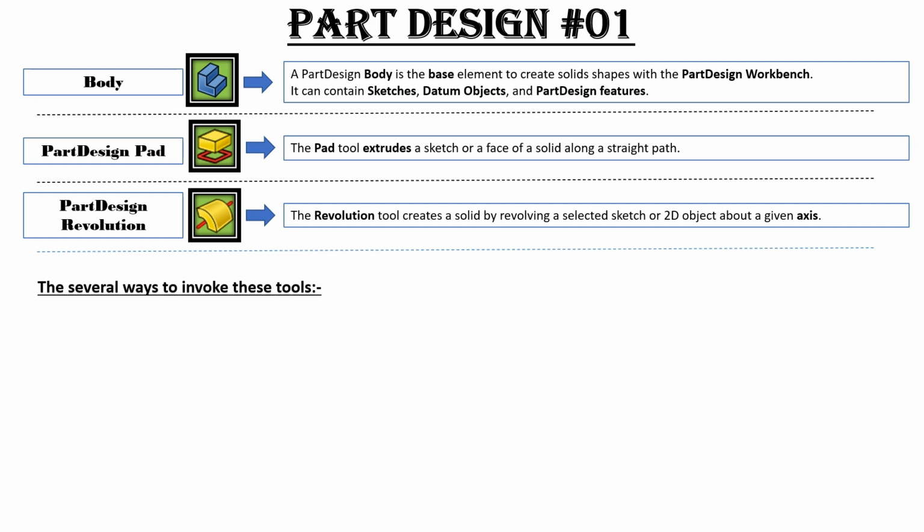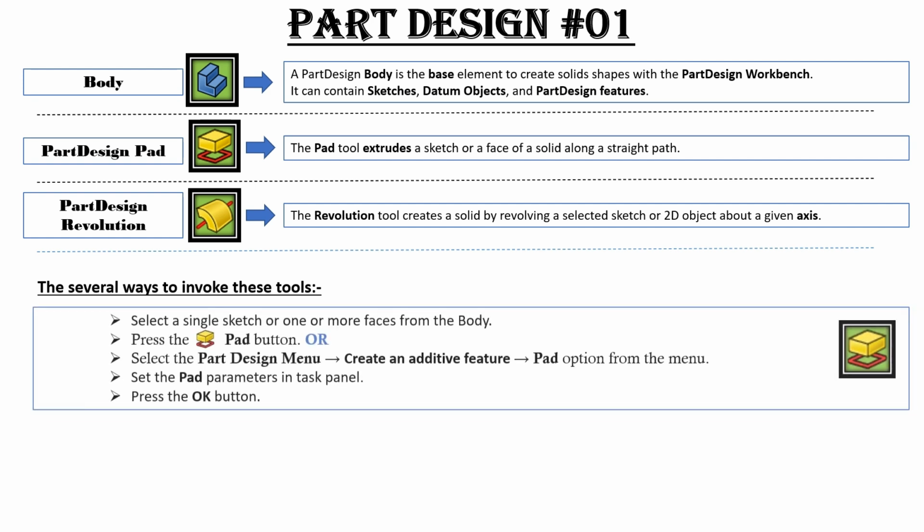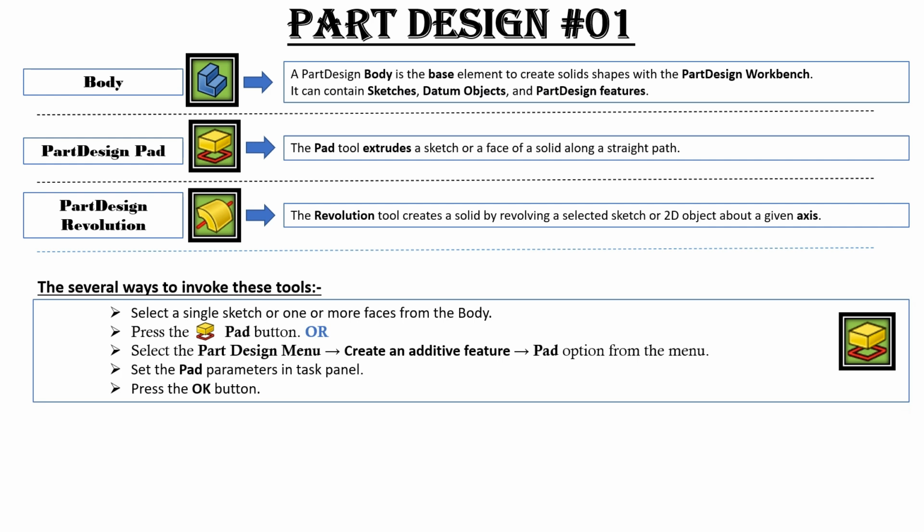Here, you find the steps, how to create the solid parts, and the several ways to invoke these tools. 1. First select the sketch. 2. Then press directly the pad button or from the Part Design menu. 3. Set the pad parameters in the task panel. 4. And at the end, press the OK button.